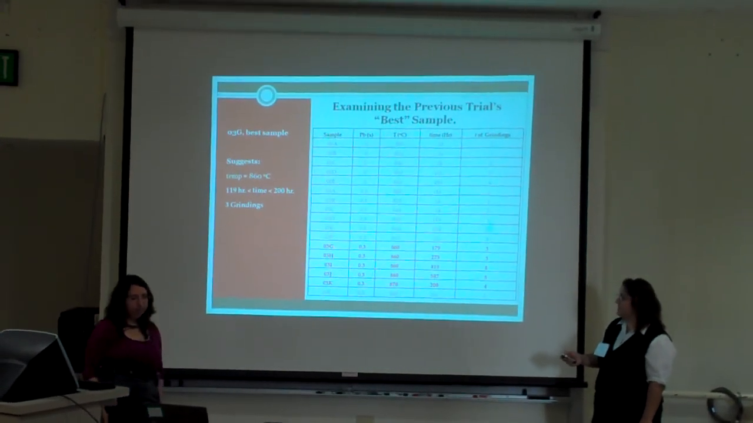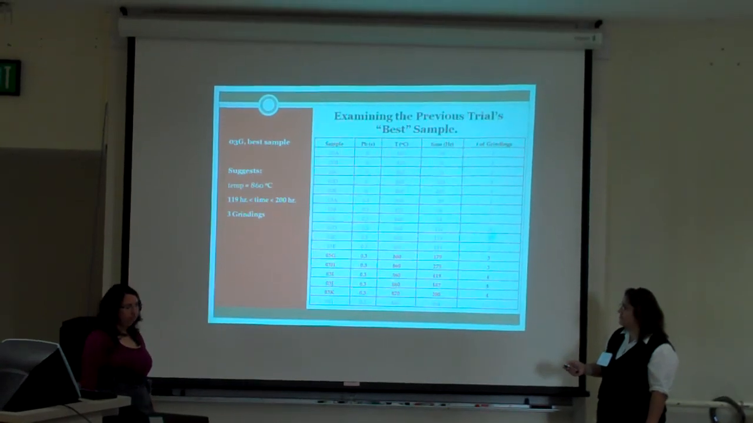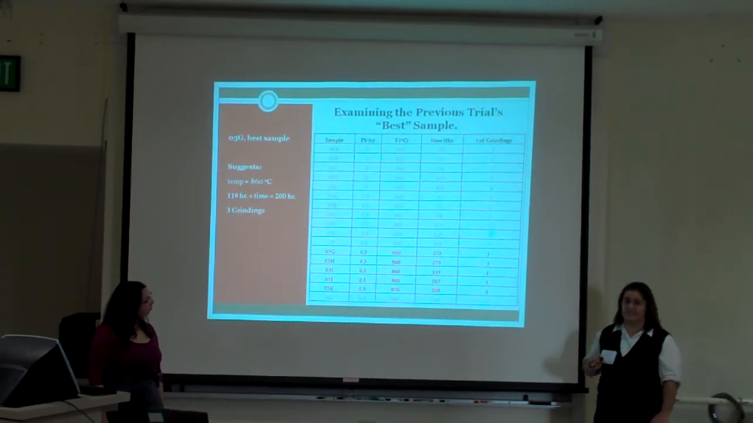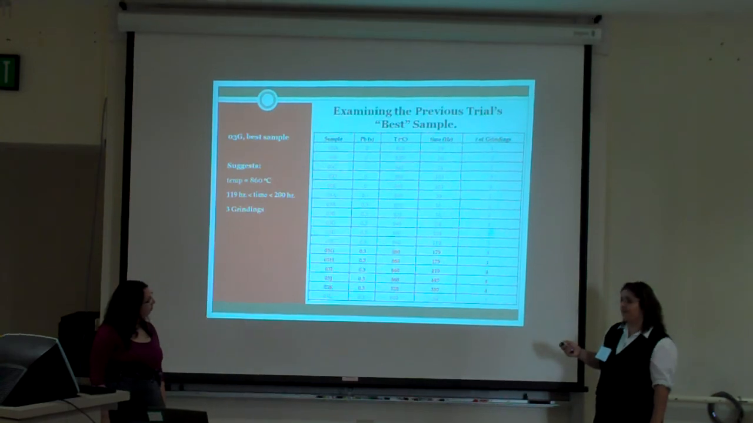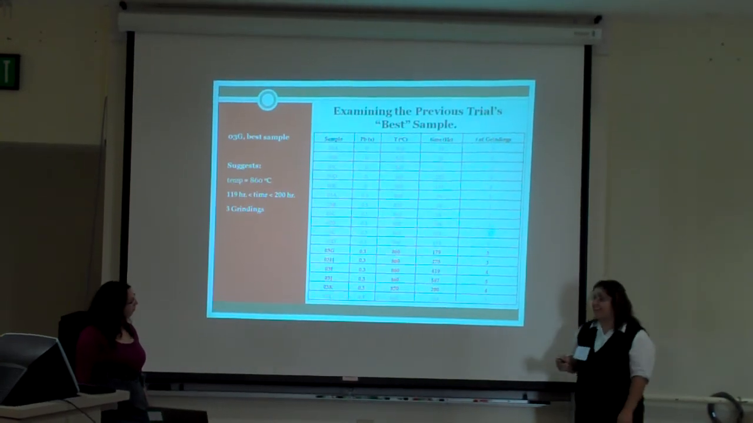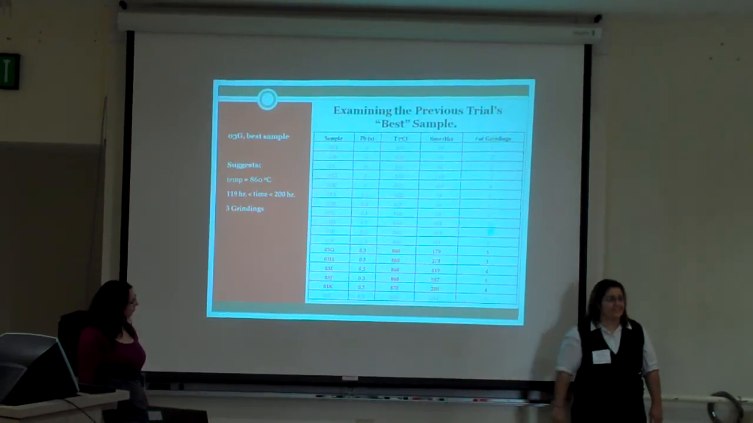And the difference between G and J, the temperature is the same, but the annealing time is vastly different. G has it at around 180 hours. Sample J has it at a whopping 580 or above.